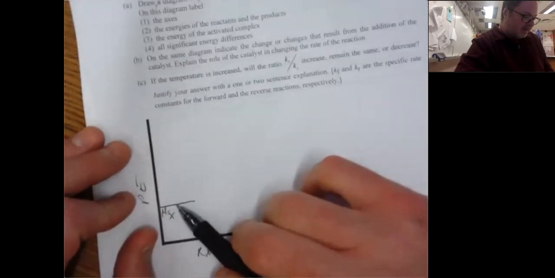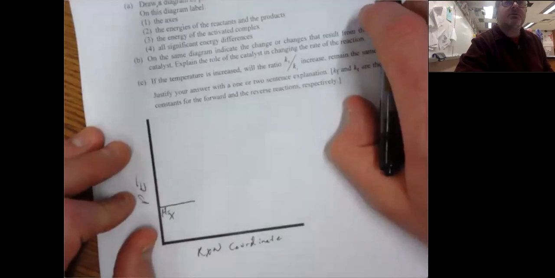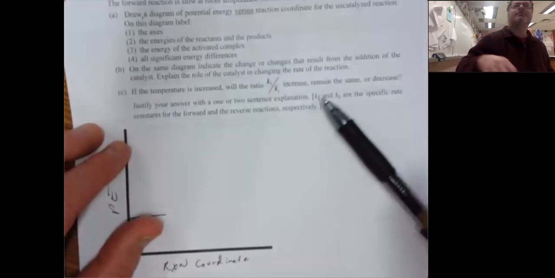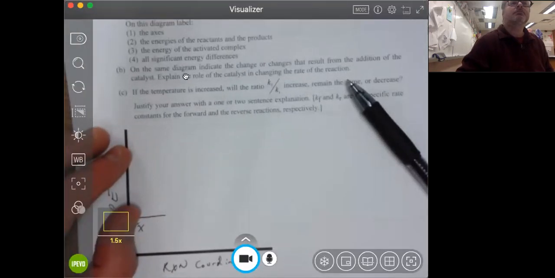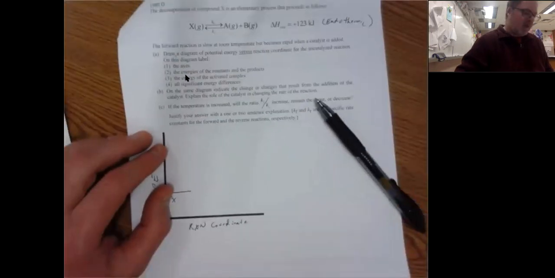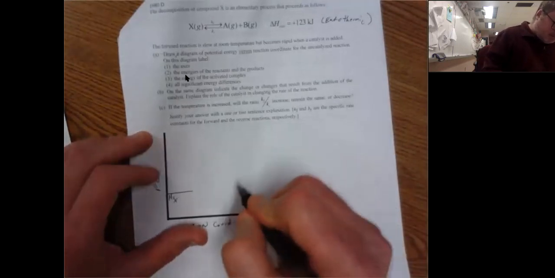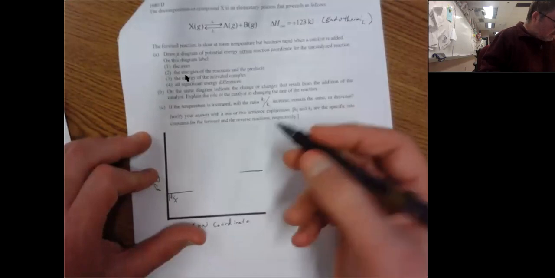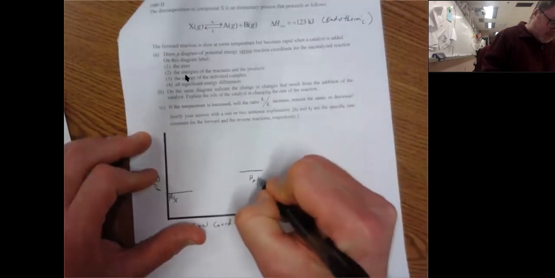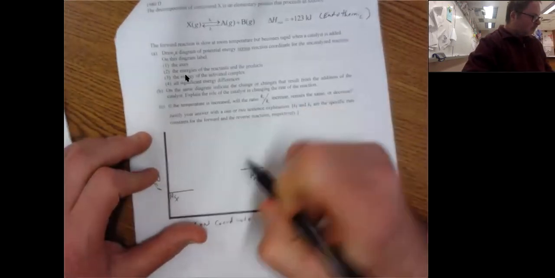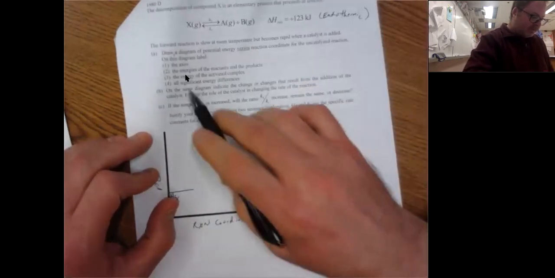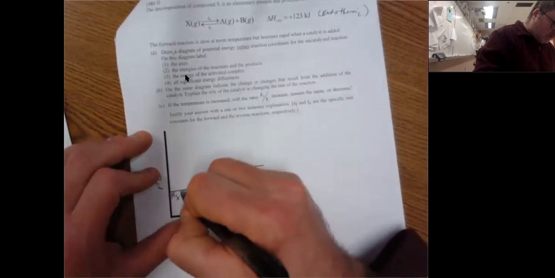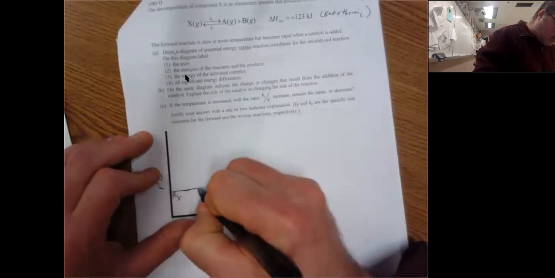Now, if we have that, this is endothermic. So what do I need to do with my line for my products? It has more energy. It's gaining, right? So we need to put that up here somewhere. And then we can put the H sub A plus B. Now we just basically connect it, because it does want the energy of the activated complex. We need to connect that with some type of curve.